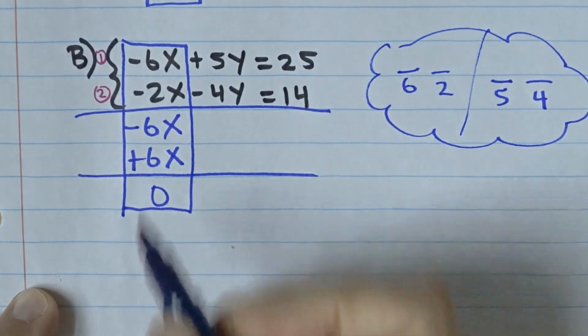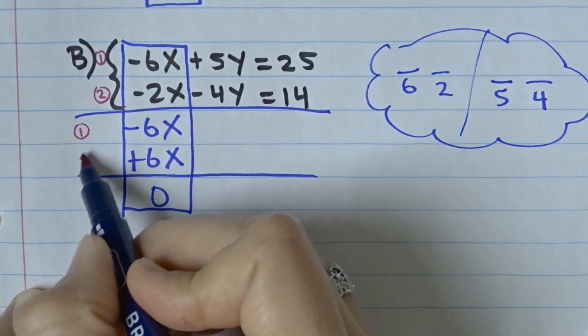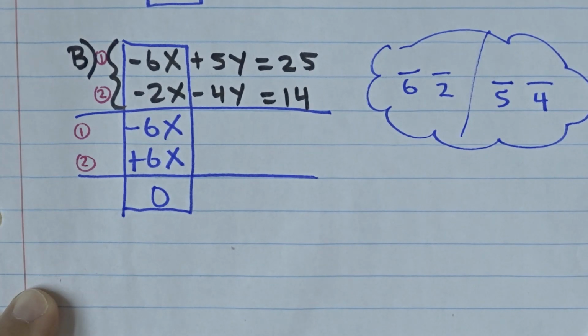Second equation. This would be my first one and my second one. So now, I wish I had negative 6x and positive 6x. So now I need to make that wish come true. How?